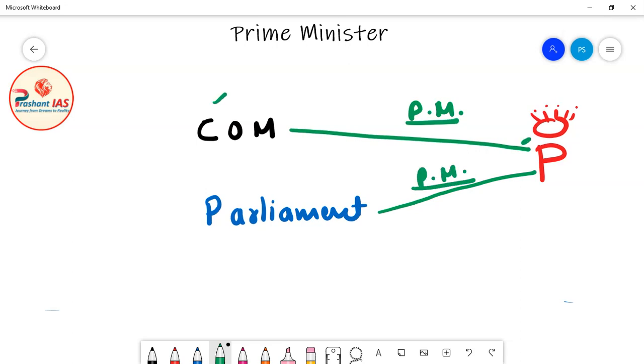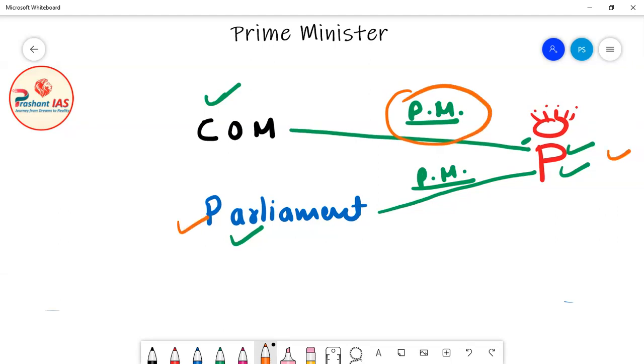Okay, so Prime Minister of India acts as a link between President and Council of Ministers and President and Parliament. So now if I ask you who is the link between Council of Ministers and President, the answer is Prime Minister. And if I ask who is the link between Parliament and President, again the answer is the Prime Minister of India. So friends, this is the fifth power of the Prime Minister of India.